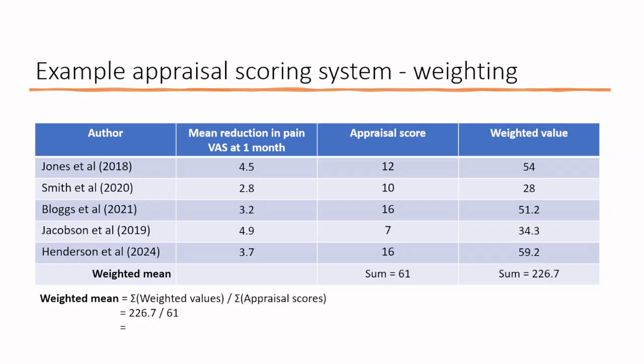And to calculate your weighted mean, you take the sum of the weighted values, that's 226.7 in this case, and divide it by the total appraisal score, which is 61 in this case, and that gives you a weighted mean of 3.72. And so that applies mathematically the appraisal that we've conducted to each individual source's results to give greater weighting to better quality studies. And that's the essence of how appraisal is expressed ultimately in a compliant clinical evaluation.